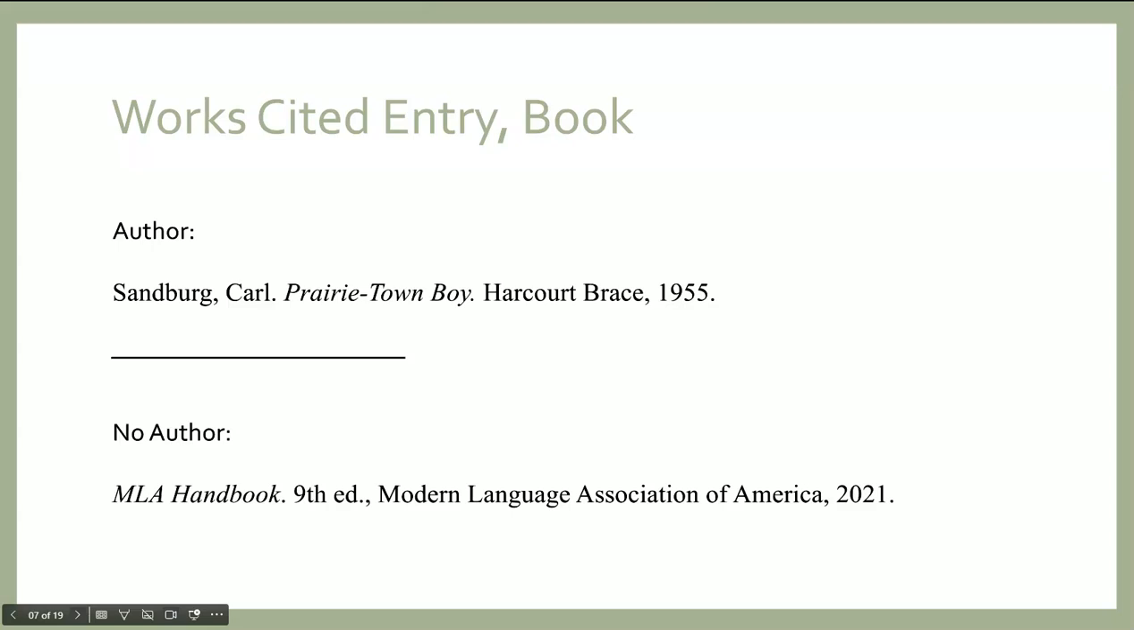This first example is a citation for the book Prairie Town Boy by Sandburg. The author's name is listed as last name first, comma, then the first name with a period to close that element. Then you see the title of the source. It's italicized because it is a monograph or single work, meaning that it is not housed in a larger work, and that element is closed with a period.